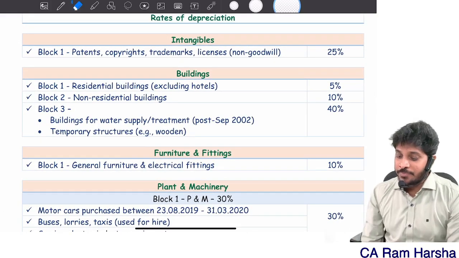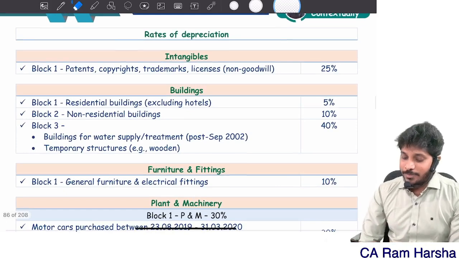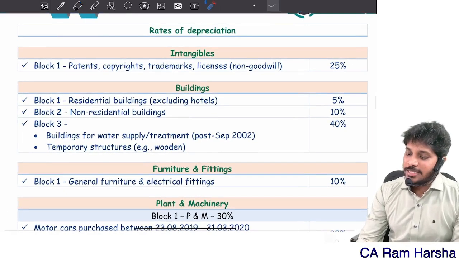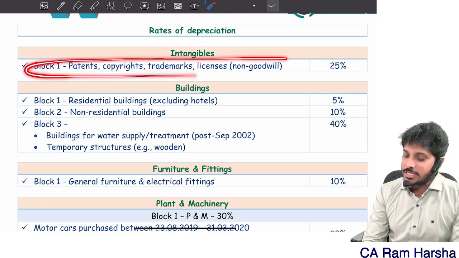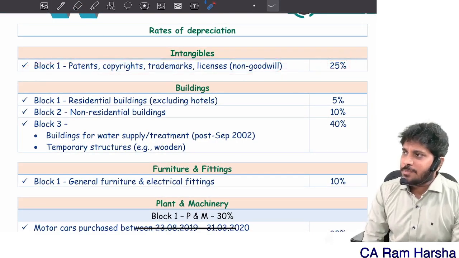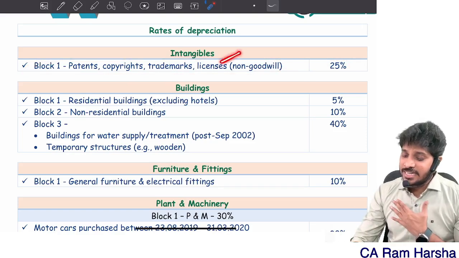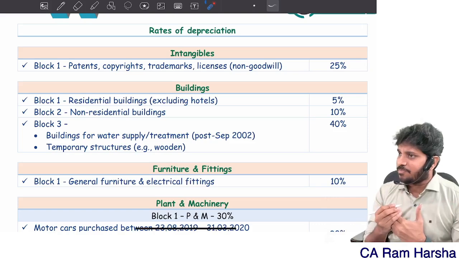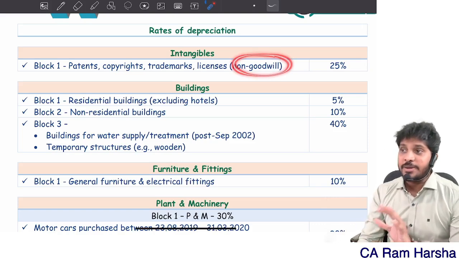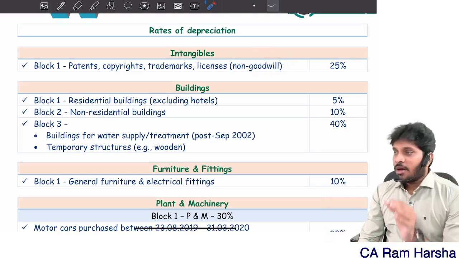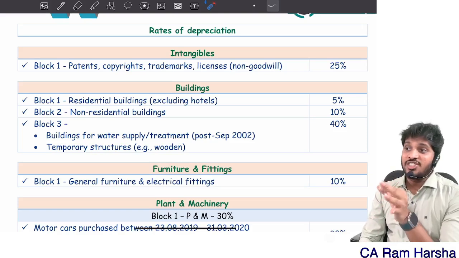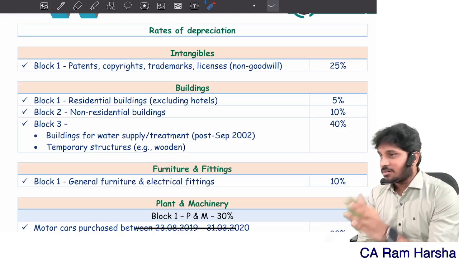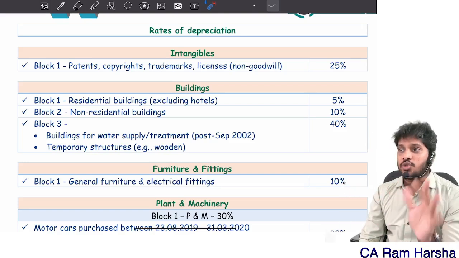Yes, you see here. If you observe, I have given numbering. All intangible assets carry what rate of depreciation? 25. Whether it is a license, trademark, copyright, patent or goodwill, doesn't matter. But remember, depreciation on goodwill is not available now. Depreciation on goodwill was allowed only up to the 2020 financial year, but later on it is not allowed.